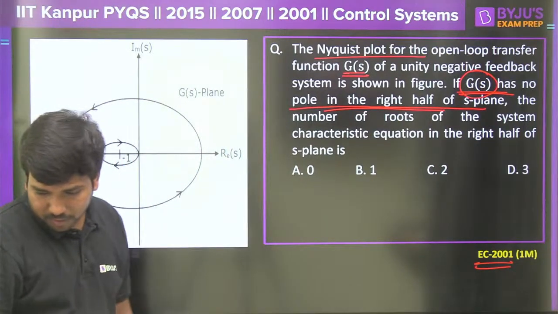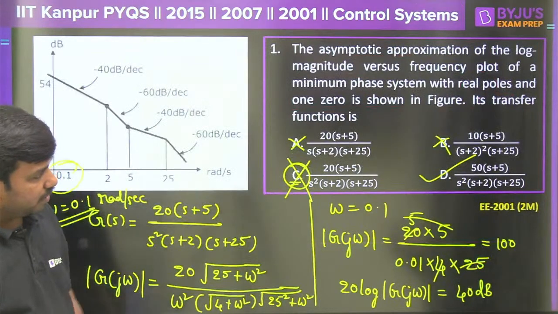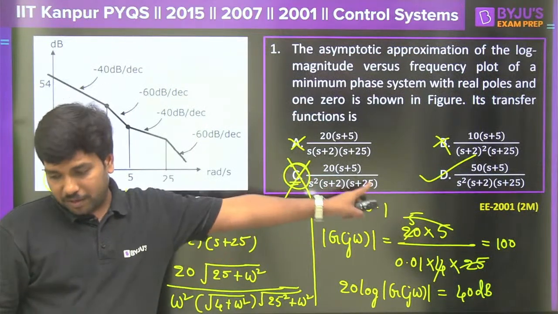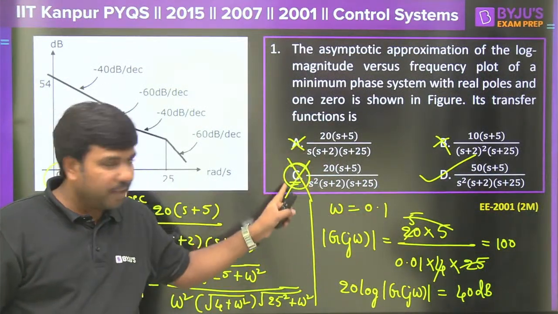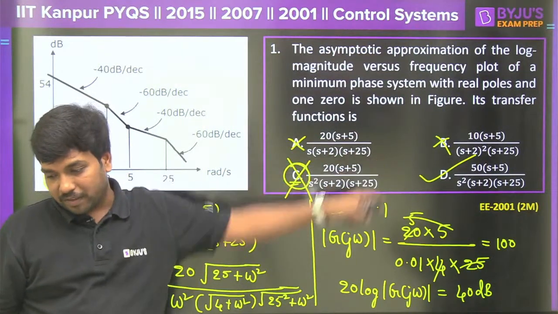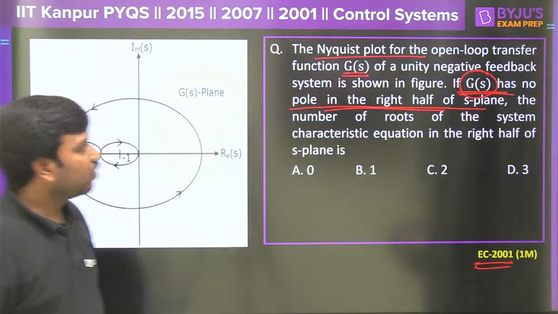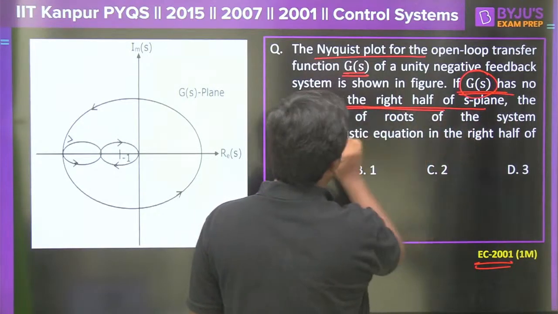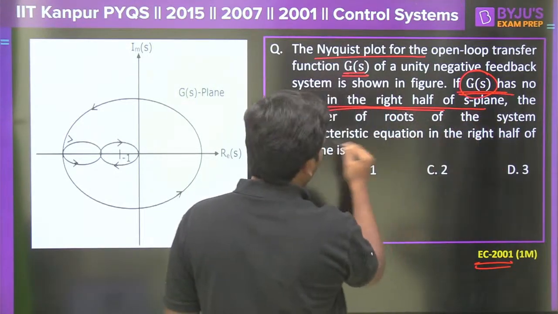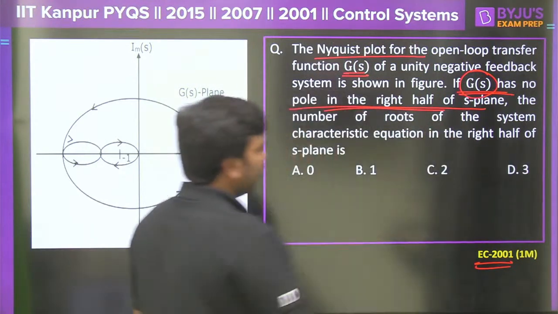Guys, what happened to the previous question? D or C? Have you got that D or not? I eliminated options A, B and C, then fixed D as the correct answer. Yes, got it. Very good, Rajesh, right? So G(s) has no pole in the right half of the S plane. The number of roots of the closed loop characteristic equation in the right half of the S plane is dash.